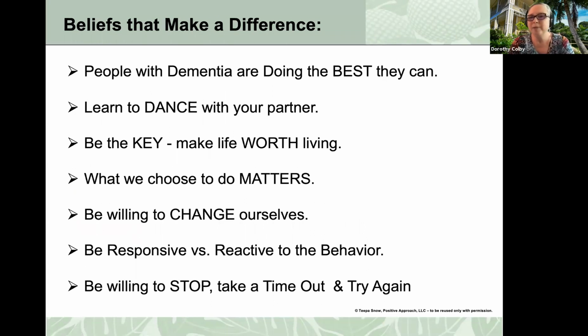Remember, people living with dementia are doing the best they can. Like I said, especially in today's webinar, this is very much like a dance, but you can do it. You can learn this and you can make a difference. And it's going to make a big difference for yourself too.